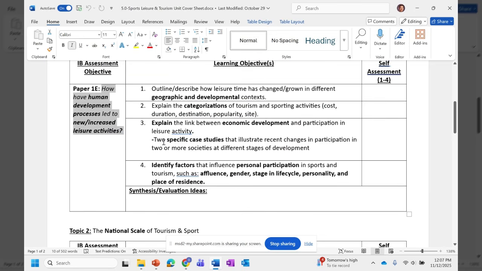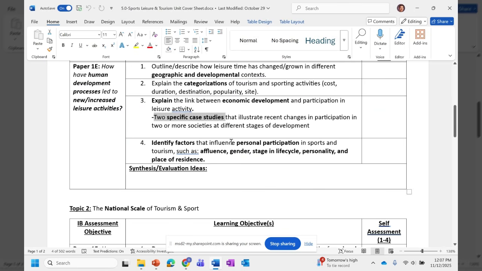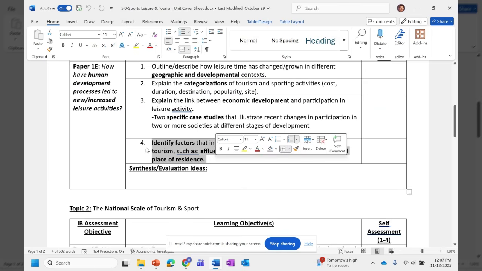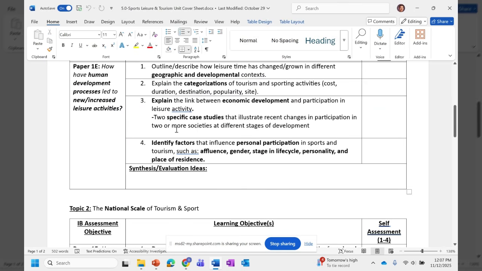We had to have two specific case studies, so I try to put where the actual case studies are. In this case, we did the US versus China, one middle income and one high income country, and how they've had changes in leisure activity. They ask this question all the time in 10-point essays. It looks at different attributes or characteristics, and how those impact participation in sports and tourism.